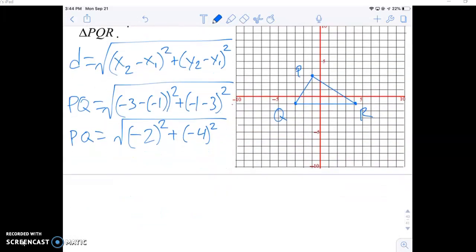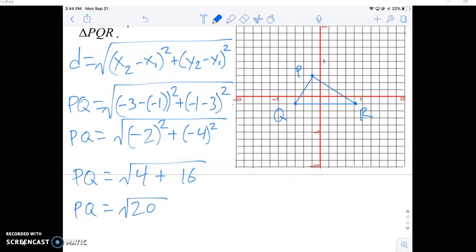Simplify all of this again. -2 squared is just a +4. Remember, anything negative squared is a positive number. -4 squared will give us 16. So we get the square root of 20. So that's the distance between P and Q, the square root of 20.